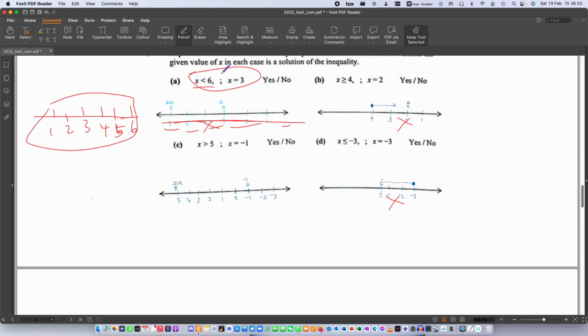Show me x more than 6 first. How do you show smaller than 6? Good. Then show me x equals to 3. This is x equals to 3. Equal means what? Hollow or solid? Answer my question. Solid. What did you show just now? Hollow. So are you correct now? No. Okay, good.